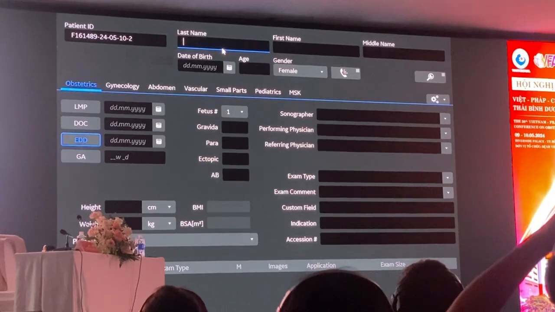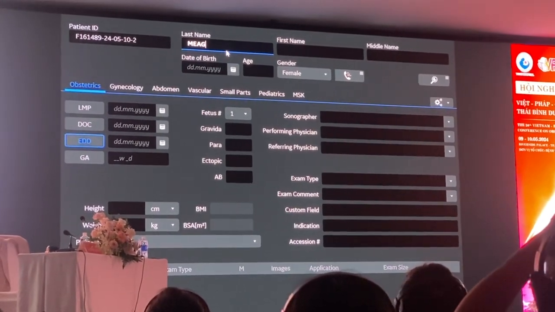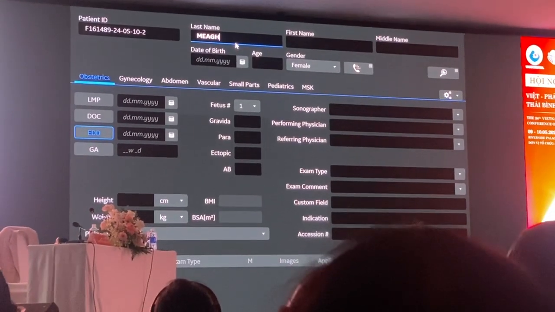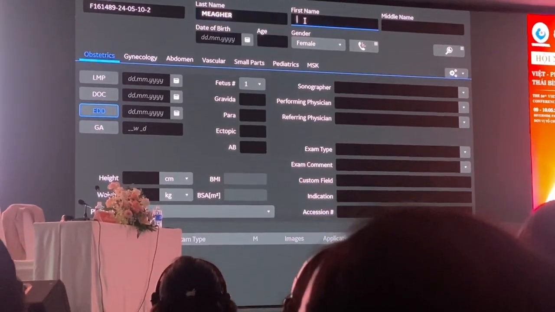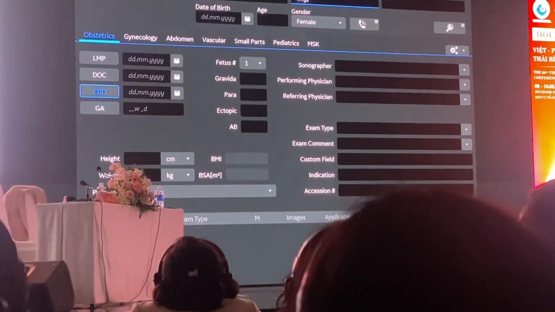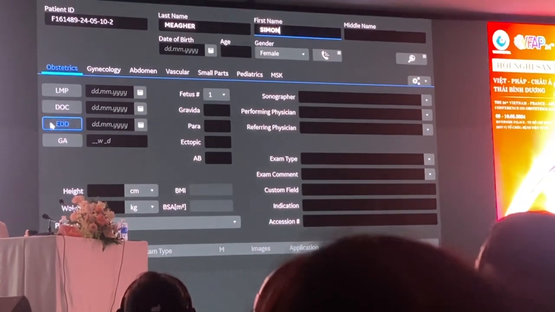I don't know why I did that. What is that? H-E-R, and then I just put it in Simon. Okay, and then put in the due date.